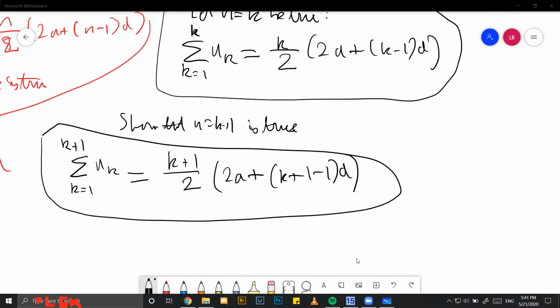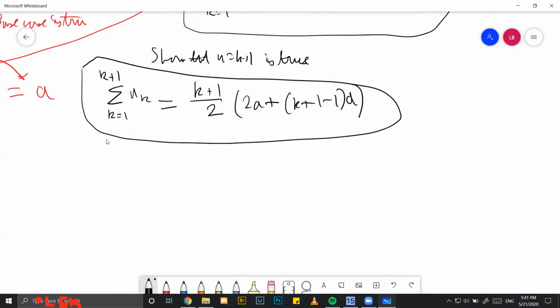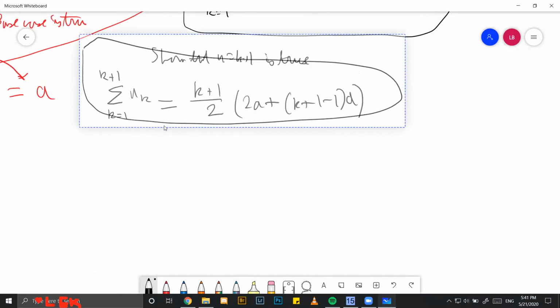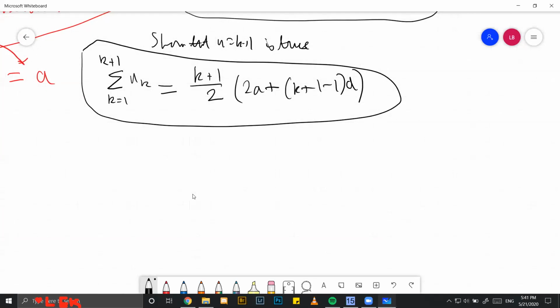And you're going to have to use the above formula in order to do that. So here's what I'm going to do. We're going to split up this sum notation into the sum from k equals 1 to k plus 1 of u k, and we know that that's equal to the sum from k equals 1 up until k, plus u k plus 1. Does this make sense?